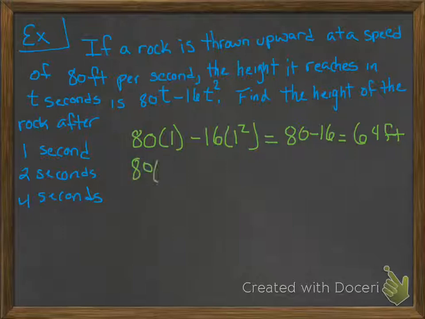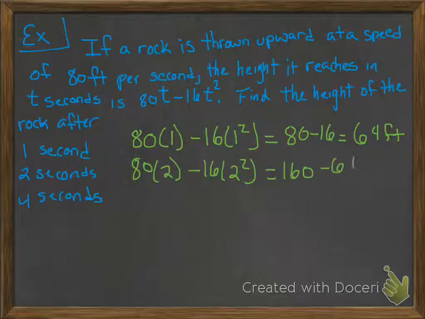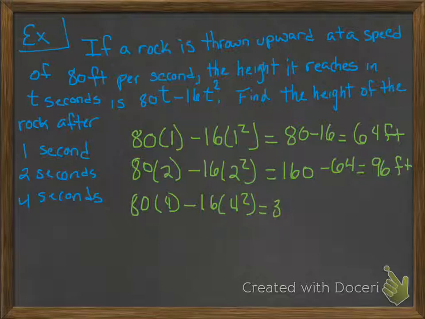Let's see what happens after 2 seconds. So we end up with 160 minus 64, which is equal to 96 feet. So remember, the ball's going up in the air. And after 4 seconds, 80 times 4 minus 16 times 4 squared, which is equal to 320 minus 16 times 16, which is 256, is equal to 64 again.